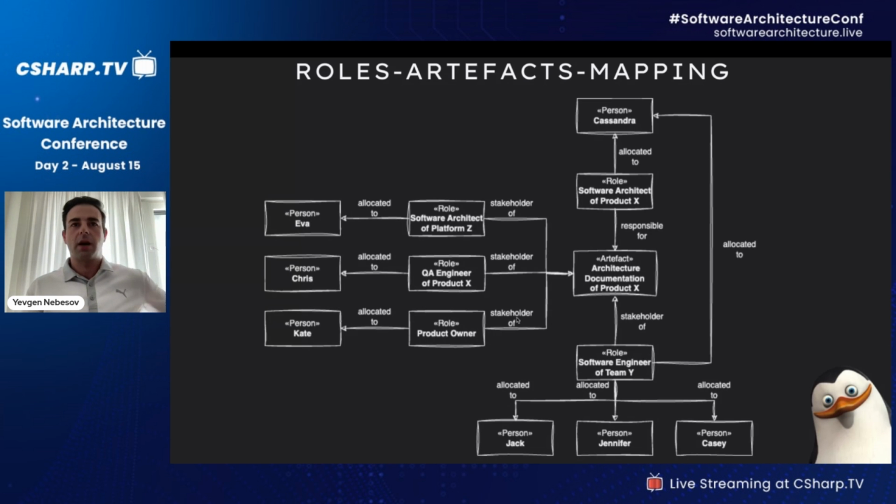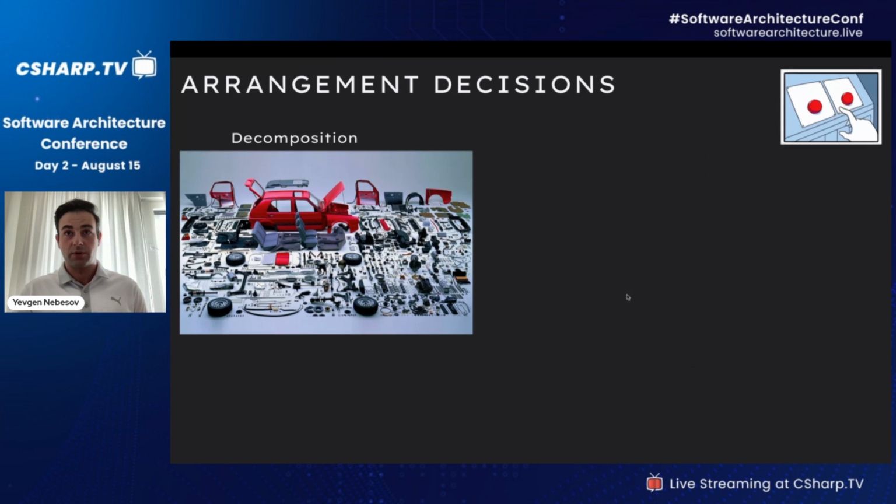Because following this diagram, one can say, okay, Kate is a product owner. We know that product owner is a stakeholder of this artifact, and this artifact is held responsible by the role software architect, and the role is allocated to Cassandra, which basically means that Kate can go to Cassandra and express her information needs so that Cassandra knows what to put in the software architecture documentation. So basically, these diagrams can help people to get in touch and understand what are the information needs of each other. So these were elements.